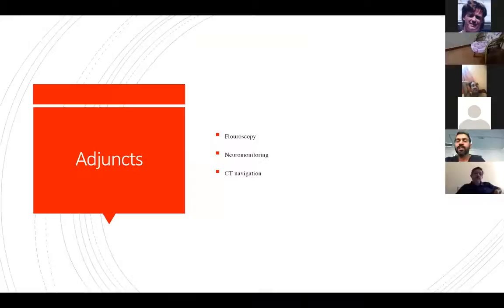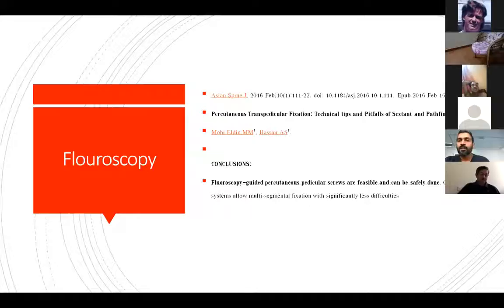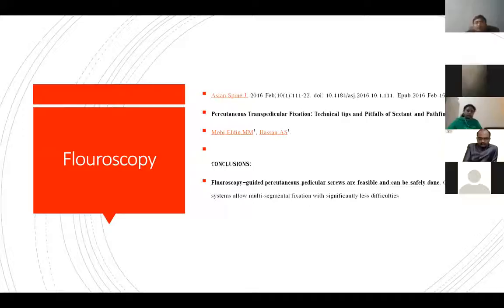Now the adjuncts of this surgery are fluoroscopy, neuromonitoring, as well as CT navigation. But these are not mandatory. This is a paper that was published in Asian Spine Journal in February 2016, on percutaneous transpedicular fixation, the technical tips and pitfalls of Sextant and Pathfinder. It concluded that fluoroscopy guided percutaneous pedicular screws are feasible and can be safely done.